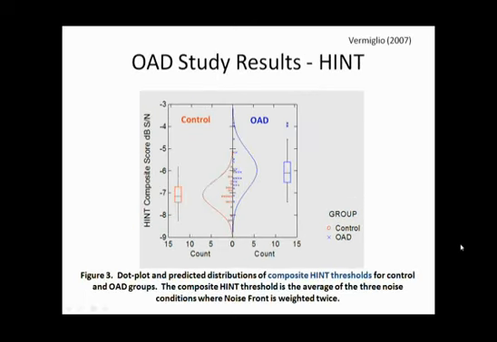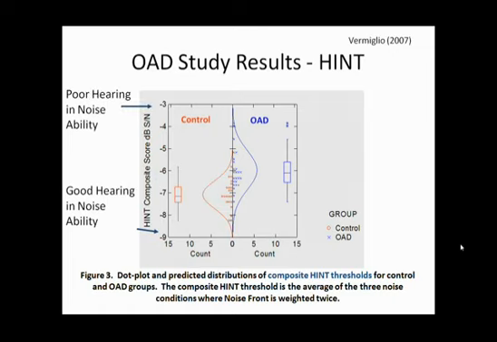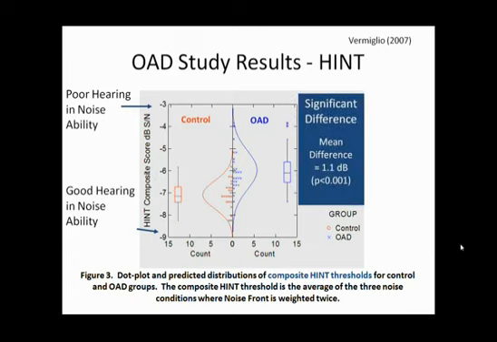Now, here are the hearing in noise test results. The y-axis represents the HINT composite score in dB signal-to-noise ratio, and a -9 dB signal-to-noise ratio represents very good hearing in noise ability. A -3, as you know, is a more positive score. That represents poor hearing in noise ability. And we looked at the difference between the thresholds for the two groups, and we found that the control group, as you can see, overall had better performance in noise than the OAD group. The difference was actually small. It was only 1.1 dB. However, this was statistically significant.